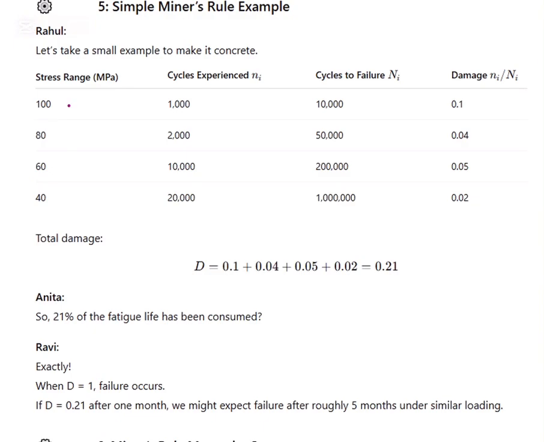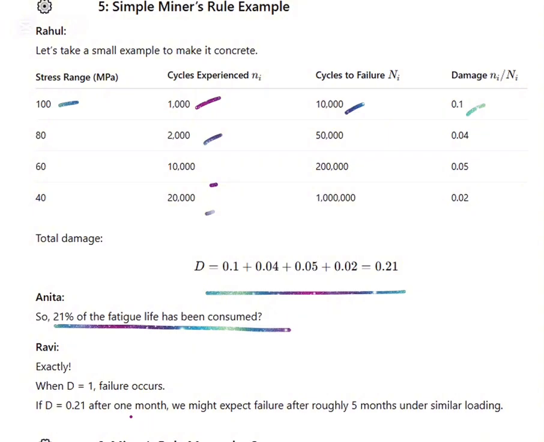Simple Miner's rule: the stress range, cycles experienced, cycles to failure, damage. So we can calculate the cycles experienced and cycles to failure, and the total damage. 21% of fatigue life has been consumed. When D equals 1, fatigue failure occurs. Damage is 0.1 after 1 month, so we might expect failure after about 5 months under similar loading.